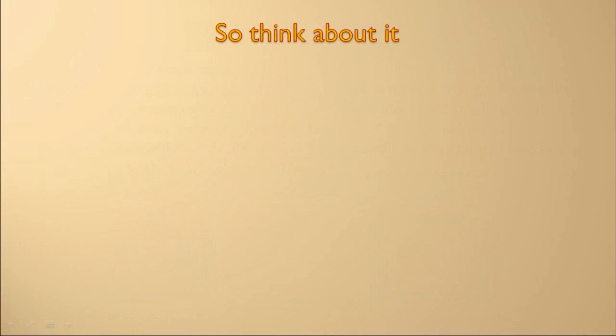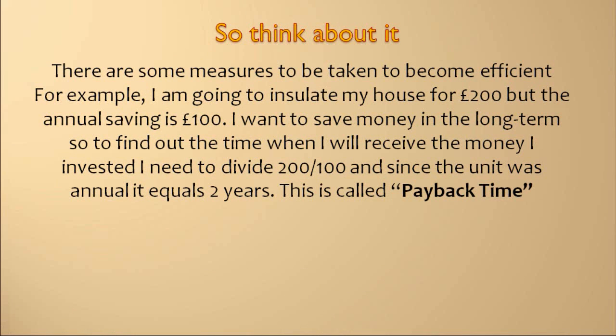So think about it. There are some examples of measures to be taken to become efficient. For example, I'm going to insulate my house for £200, but the annual saving is £100. I want to save money in the long term, so I have to find out what time I will receive the money I invested in the first place. So I need to divide 200 by 100. Since the unit was annual, it equals 2 years. This is called the payback time.